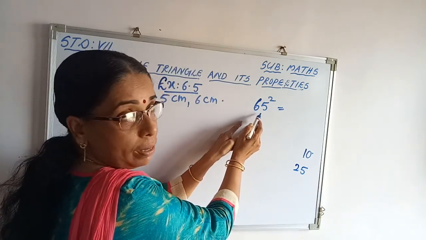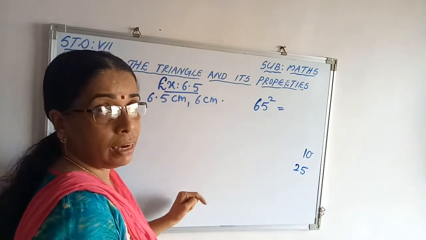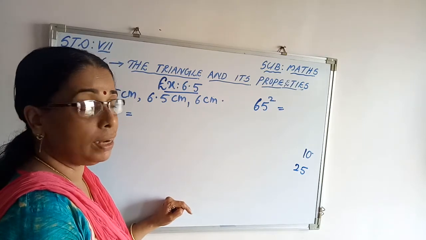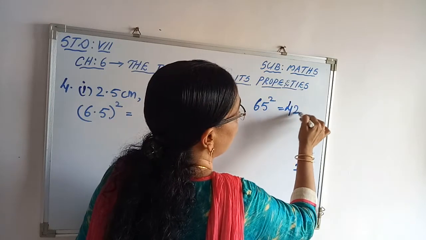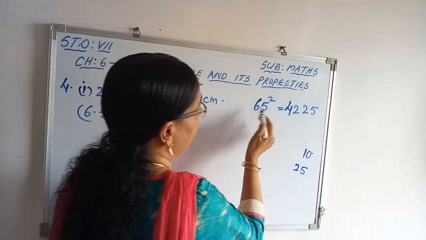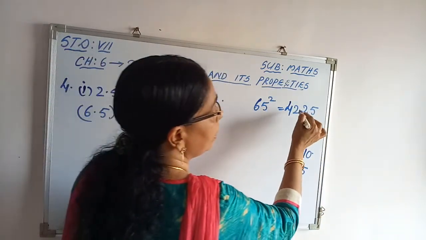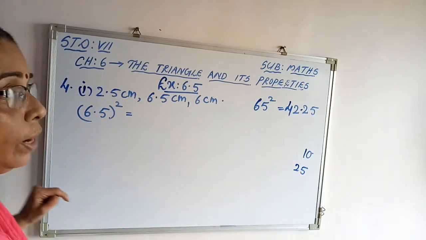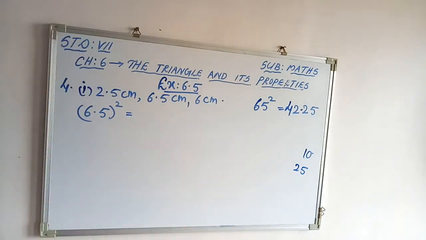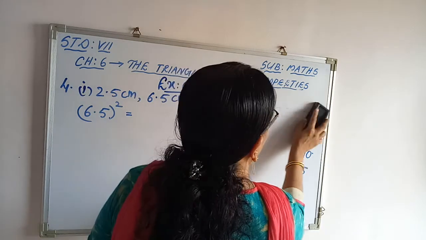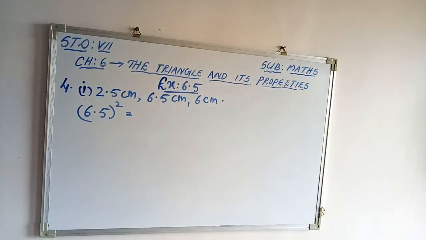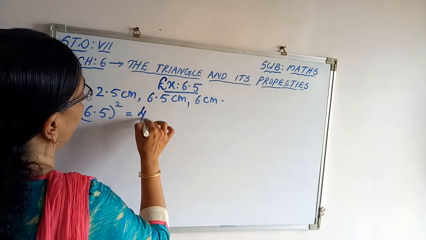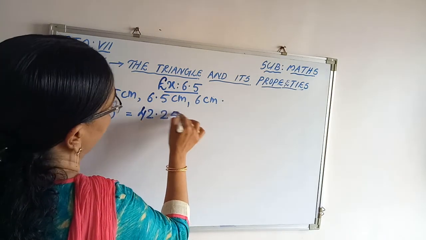The digit in tens place is 6, and the next number after 6, the successive one, is 7. What is 6 7s? 42. 42, 25. Here, as it is 6.5, how many decimal digits? 2 digits, that is 42.25. These methods I will teach you in the class. So, here we can write 42.25.